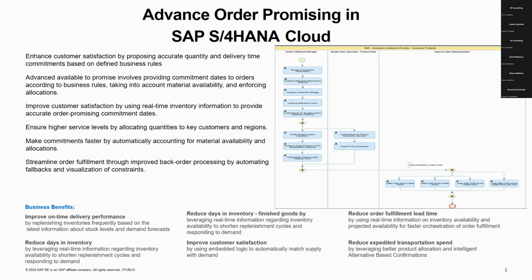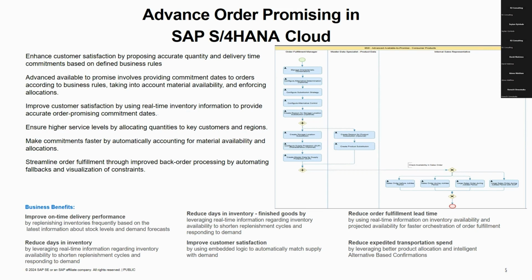You can reduce order fulfillment lead time by using real-time information on inventory availability and projected availability for fast order fulfillment. You can also improve customer satisfaction by using the embedded logic to automatically match supply with demand. We also have the feature where you reduce expedited transportation spend by leveraging better product allocation and intelligent alternatives based on confirmation.